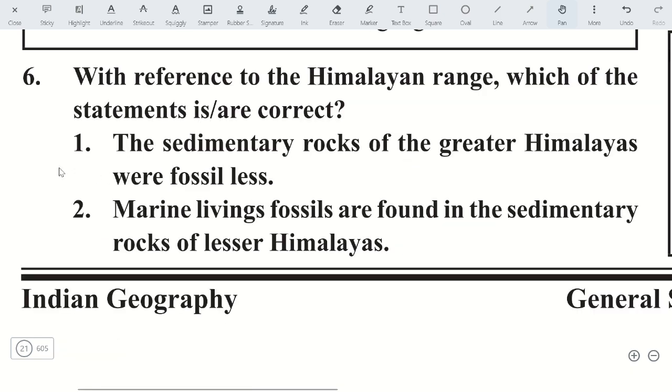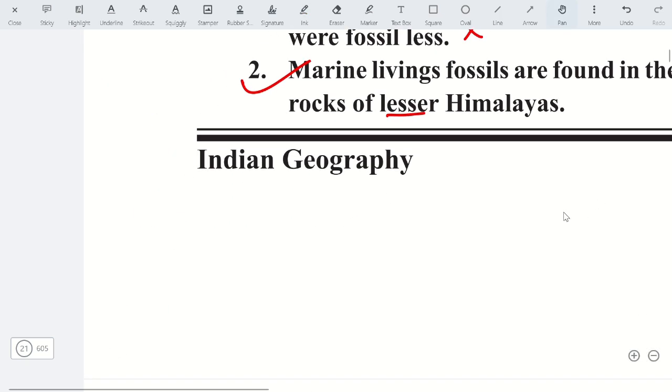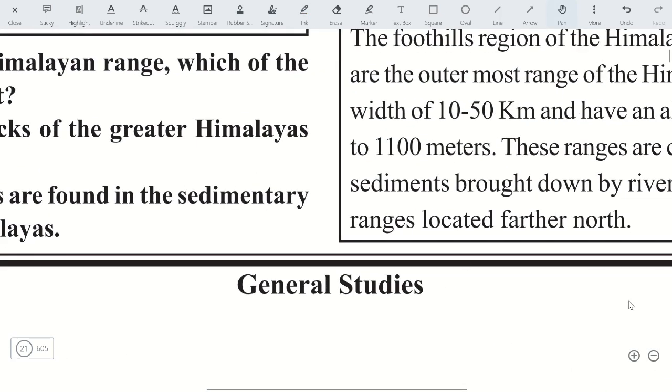Next question. With reference to the Himalayan range, which of the statements are correct? The sedimentary rock of the Greater Himalayas were fossilless. This is wrong, because sedimentary rock of Himalaya have fossils. Marine living fossils are found in the sedimentary rock of Lesser Himalaya. Lesser Himalaya means Middle Himalaya. Yes, it is true. Let's move on to the next statement.